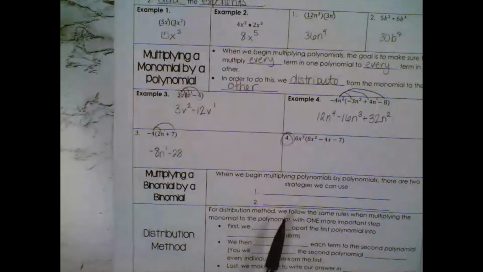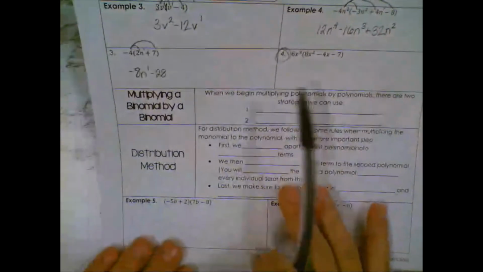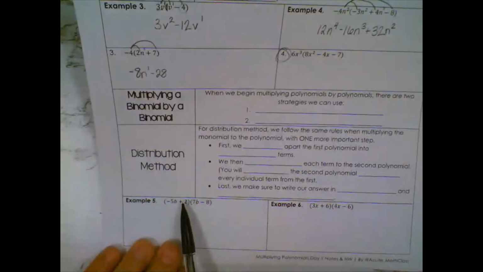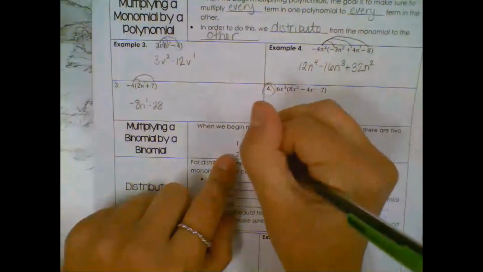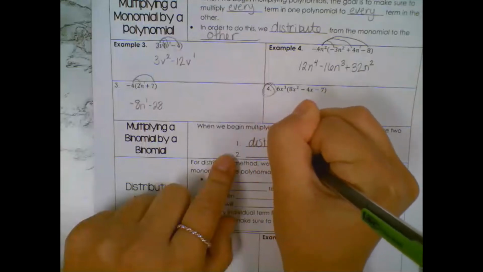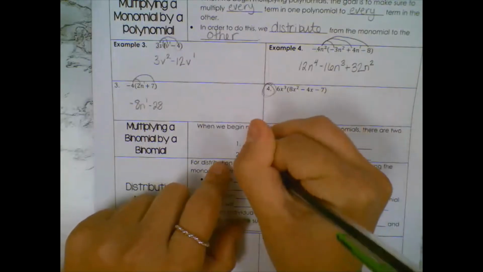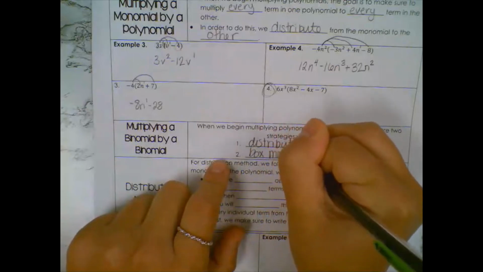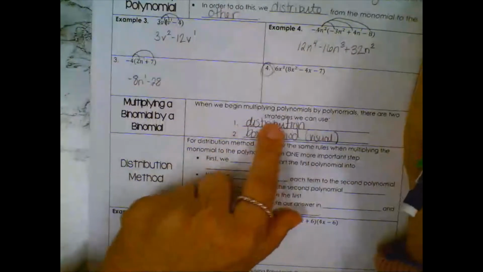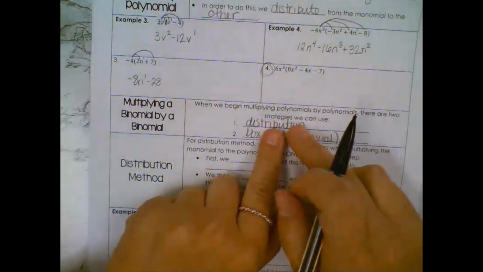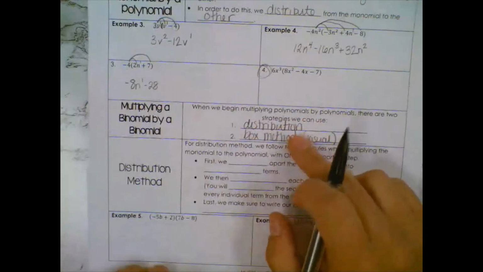Now, where things can get crazy is distribution of something larger. So when we do a binomial times a binomial, so that looks like this right here, 2 by 2. When we begin multiplying larger polynomials, we have two strategies. We can still stay with distribution, which I'm going to show you first, but we also have something called box method. And box method is more visual, so if you're a visual learner, this might be the method you like the best. But in algebra, we try and stick to distribution because it stays more linear. It looks more math-based, okay?